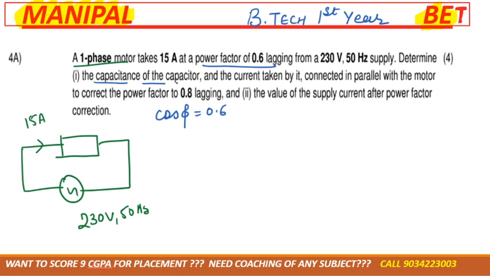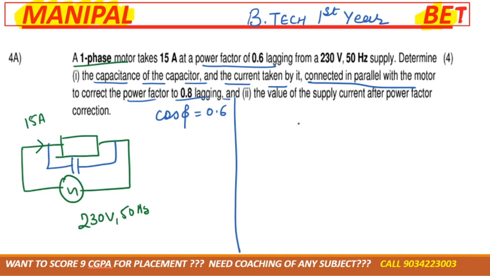Determine the capacitance of the capacitor and the current taken by it connected in parallel with it to correct the power factor to 0.8. As I told you, it is the case of power factor improvement. So this is the first case, without improvement. After improvement, cos phi will become 0.8, and they just ask how much capacitor we need to add to improve the power factor from 0.6 to 0.8.